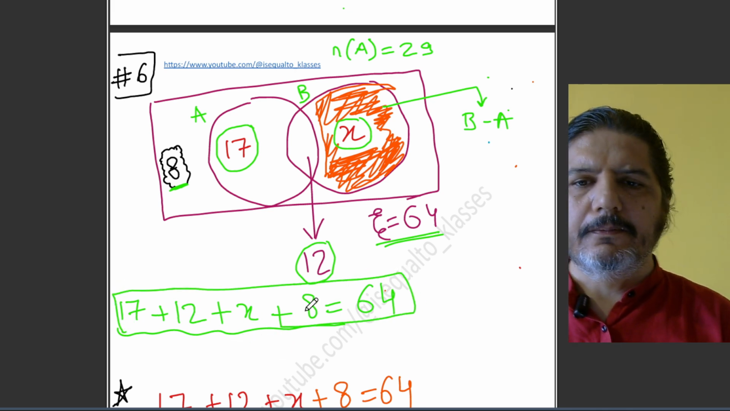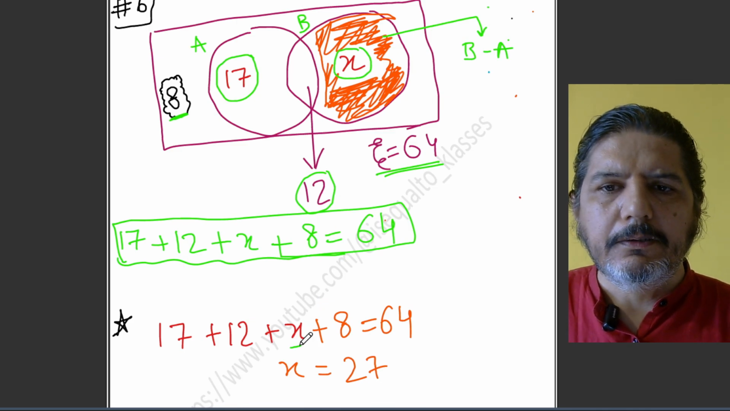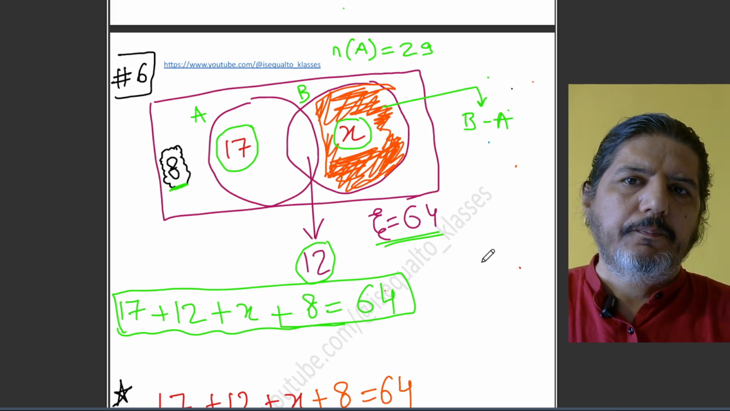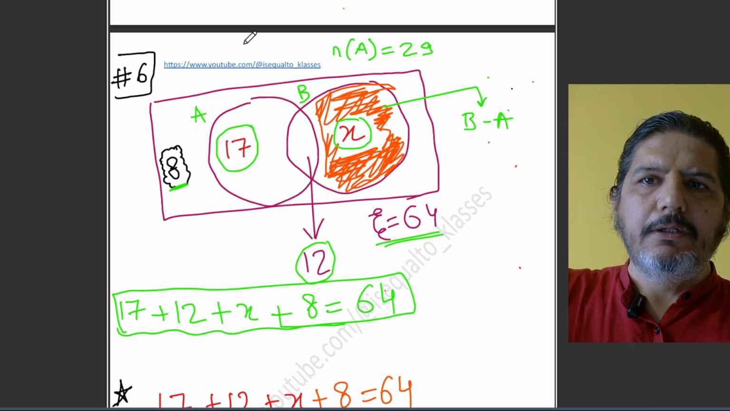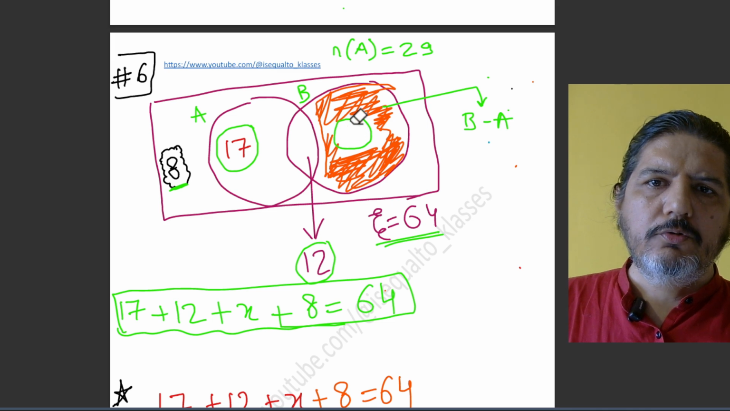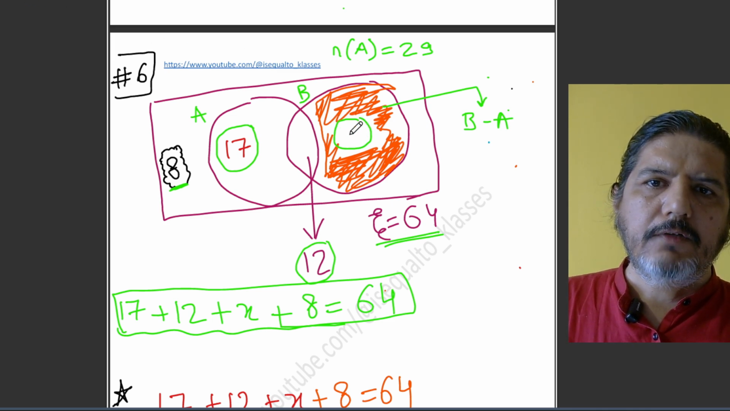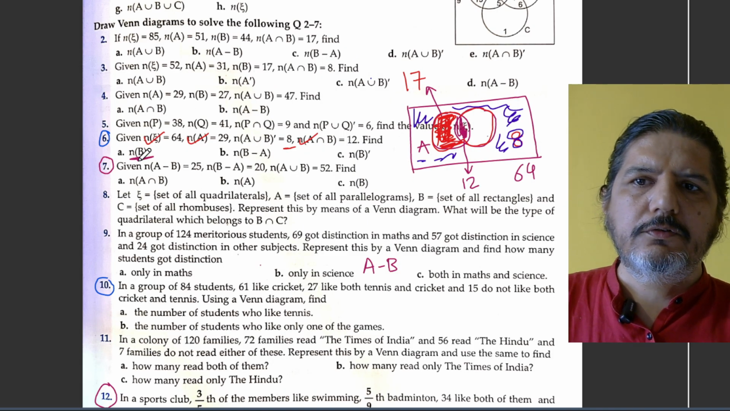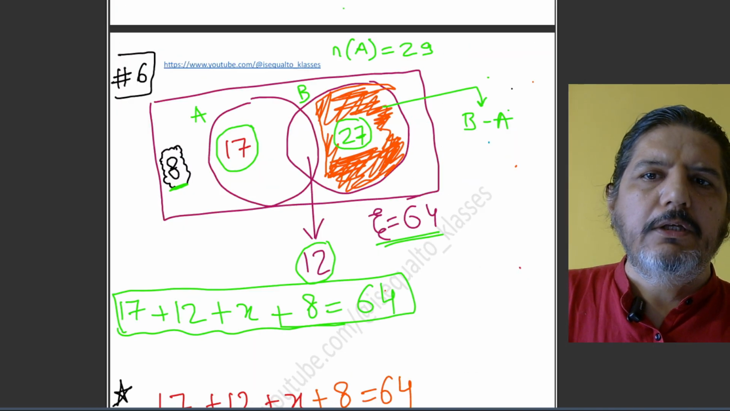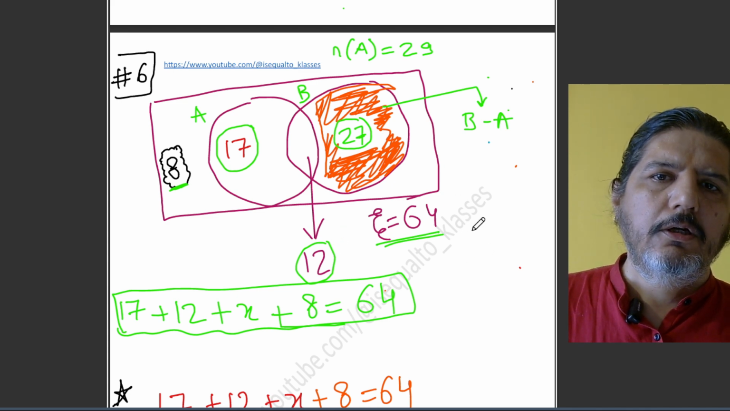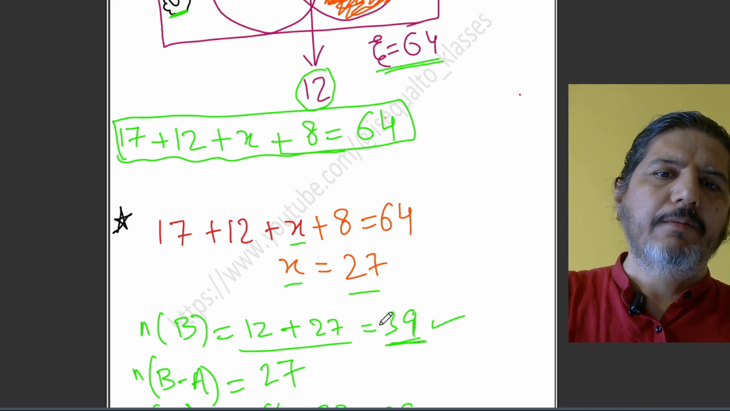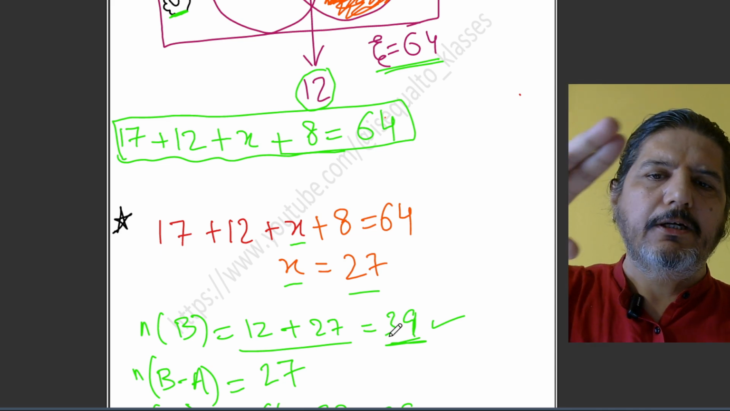This is what I have written here, and therefore x is equal to 27. So the part which is exclusively in B, this orange part, x is equal to 27. The question being asked is n of B. So n of B would be equal to 27 plus 12, which is 39. The number of elements in B would be 39.